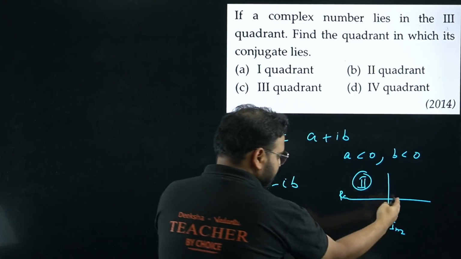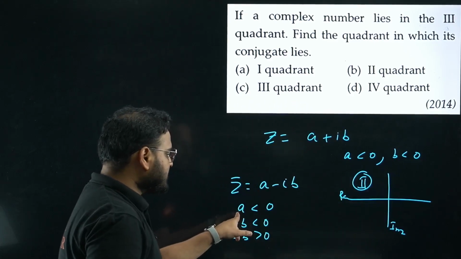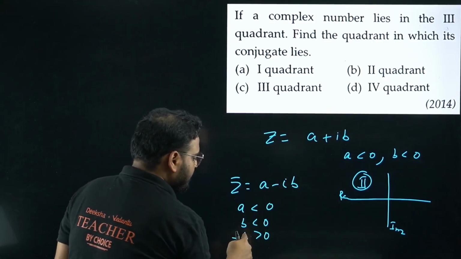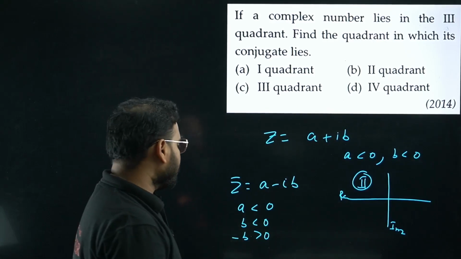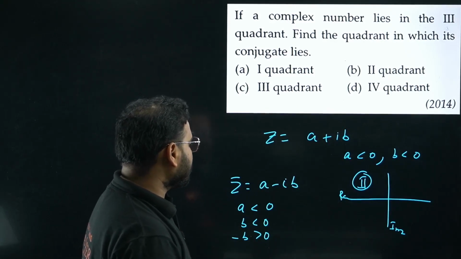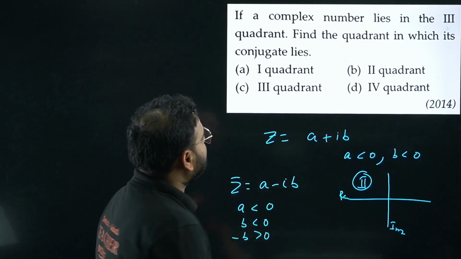Please check. The real part is negative, a is the real part, negative. And what about b? b has to be positive in nature. So please check, which quadrant? Second quadrant.